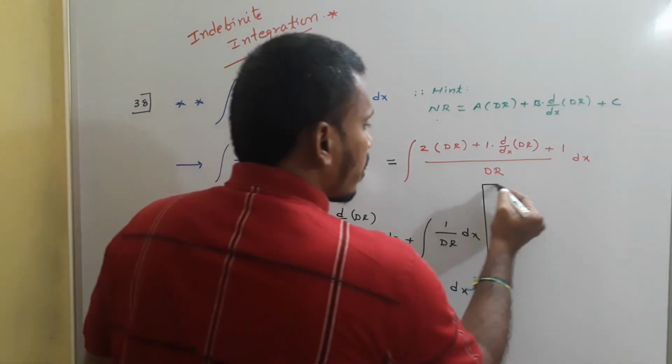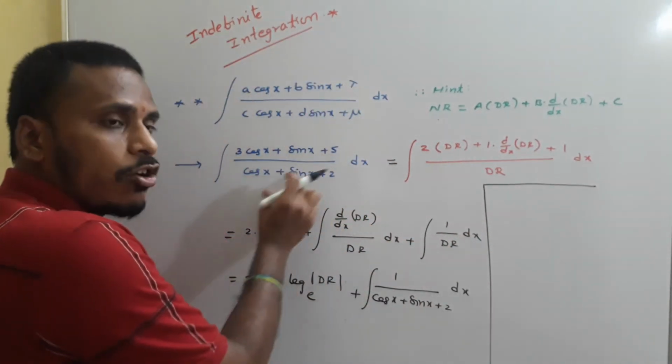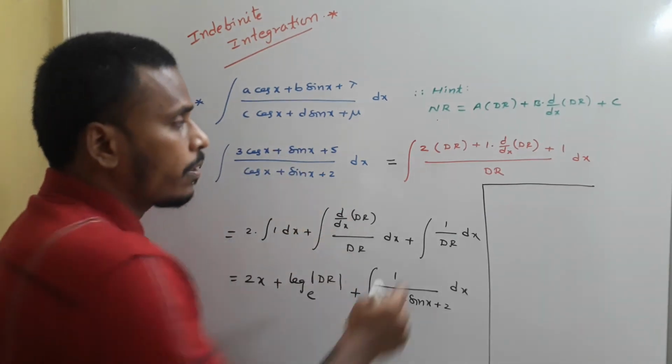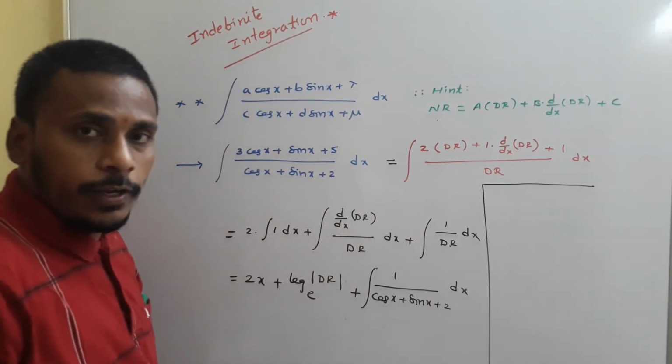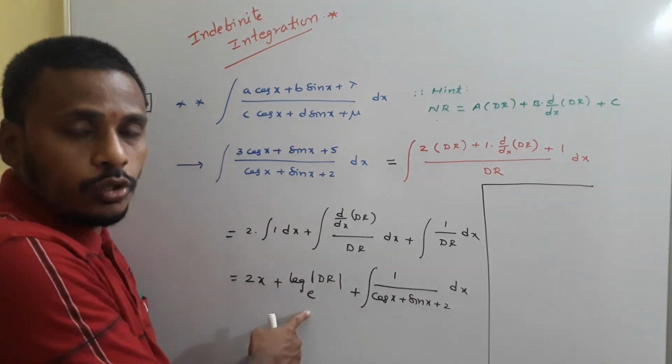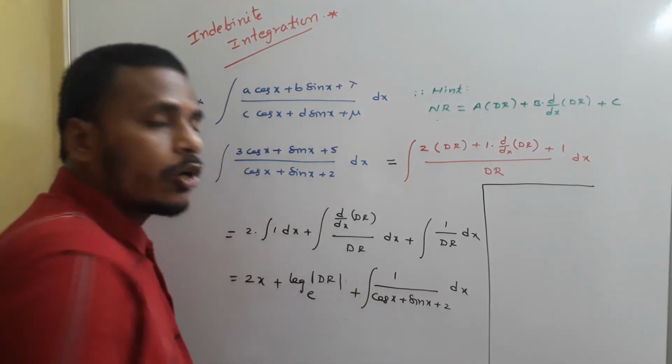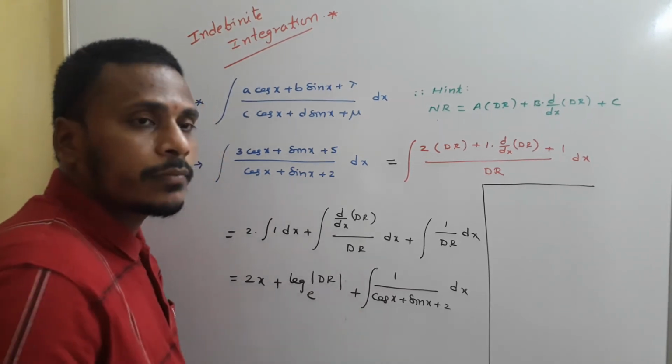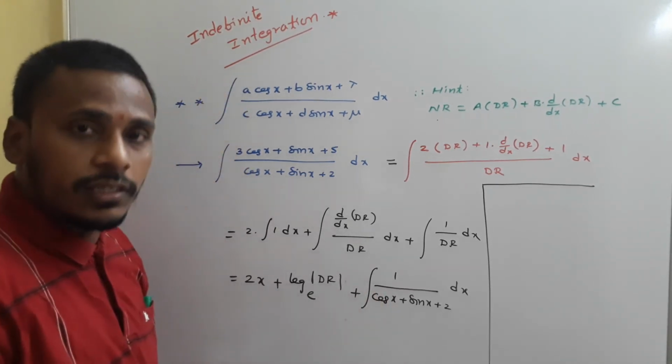Now our task is to find the integral of this function. First step, write the numerator in this way. After that, split it, and you know the integrals for two terms, and we need to find the integral for this third term. So how to find the integral for this third term?